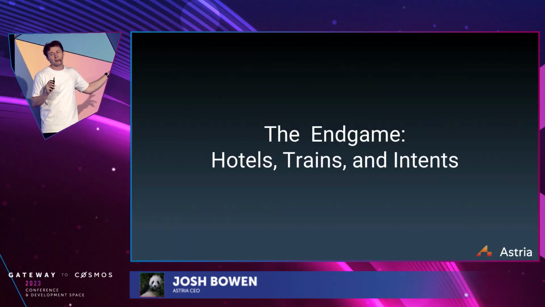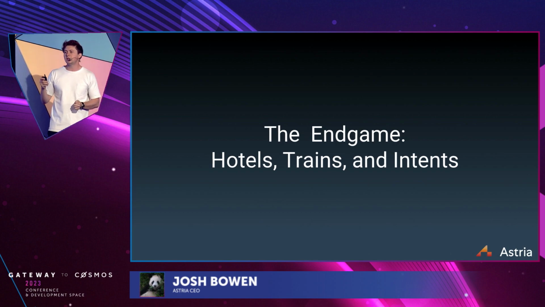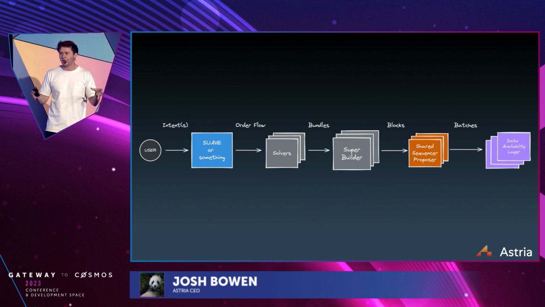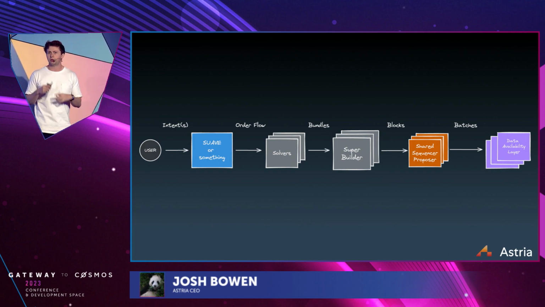This is where the atomic inclusion is really, really valuable, right? You purchase the hotel only if you have also purchased the train ticket, and vice versa. If we expand this, again, we're simplifying this MEV supply chain. We'll say the user is always submitting all their transactions to Suave or something.